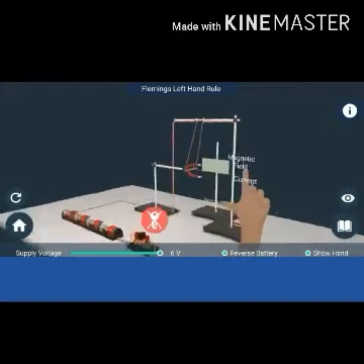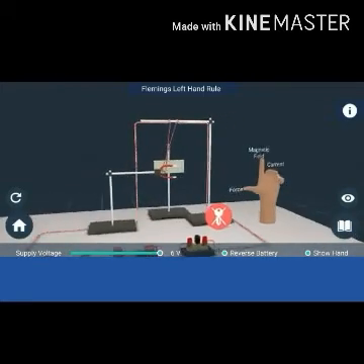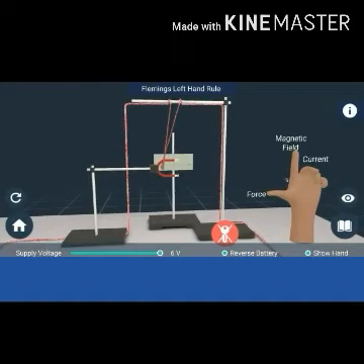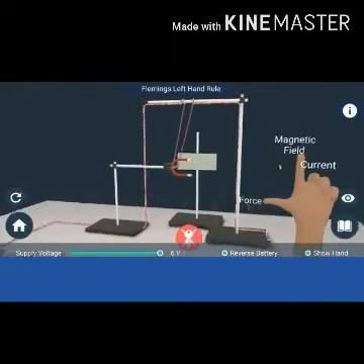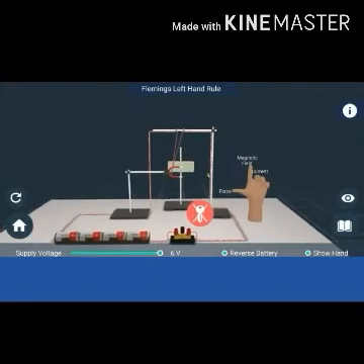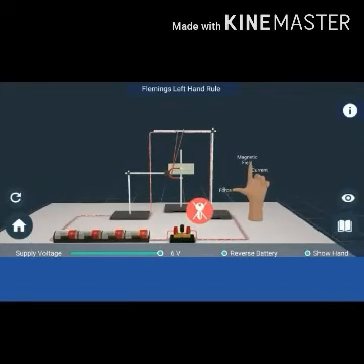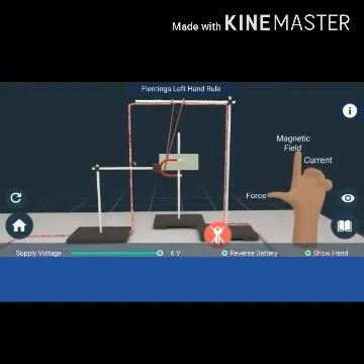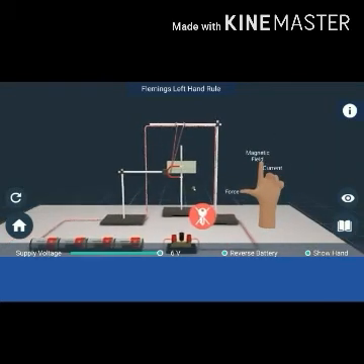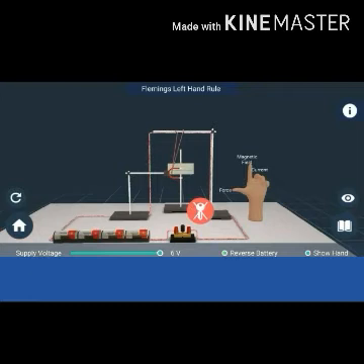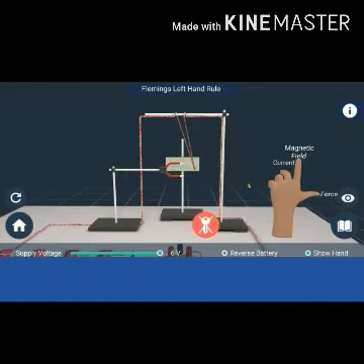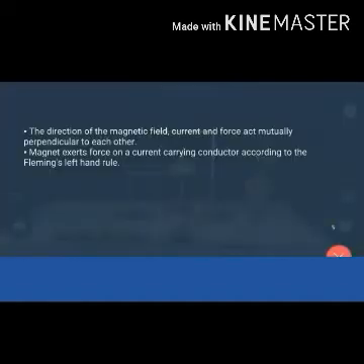This can be illustrated through a simple rule called Fleming's left hand rule, with the forefinger representing the direction of magnetic field, the middle finger representing the direction of current flow, and the thumb pointing in the direction of the force acting on the conductor. According to Fleming's left hand rule, the above experiment clearly shows that a force is exerted on the current carrying conductor. The direction of this force depends on both the direction of the current and the direction of the magnetic field. Now let's see Fleming's left hand rule in detail.